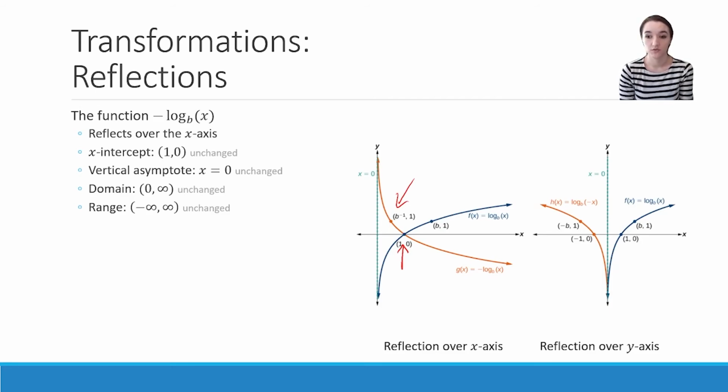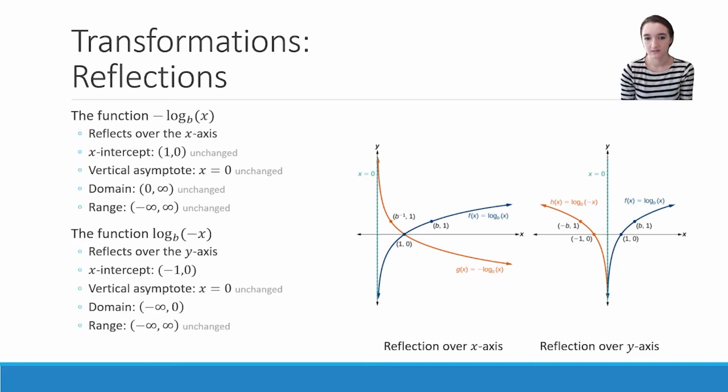Then with reflection over the y-axis, we get the x-intercept actually does change now because our x value is being affected. So negative 1, 0, our vertical asymptote unchanged, range unchanged, but our domain has to be on the opposite side now, so now it's negative infinity to 0.